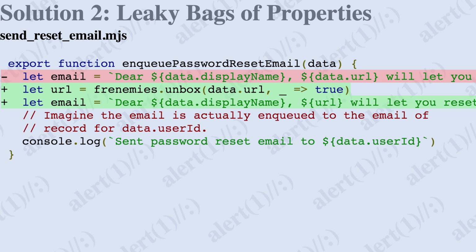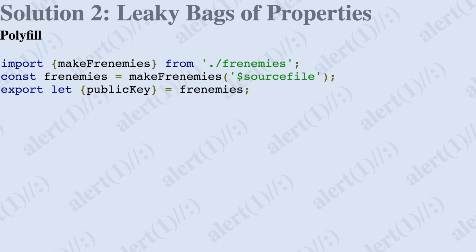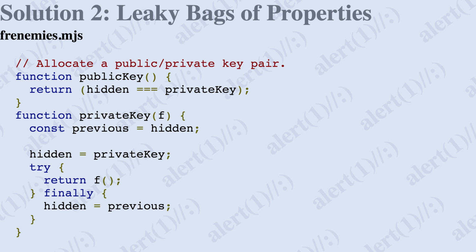Here I've changed the email sender to unbox the reset link. This is running after being transpiled to add a polyfill to each module. Each module now has a public identifier, a private identifier, and a frenemies object with these box and unbox methods. The public key returns true when called in the context of the private key. This means that one module can't use another module's public key to impersonate it.